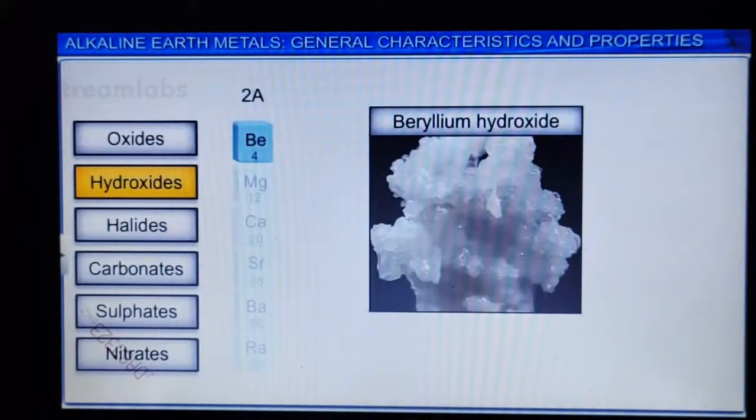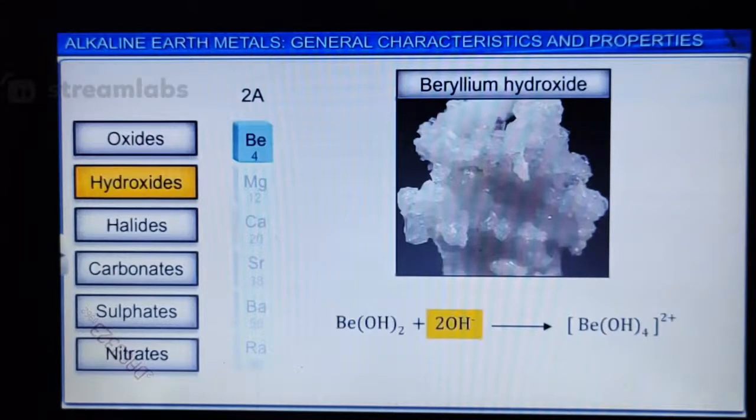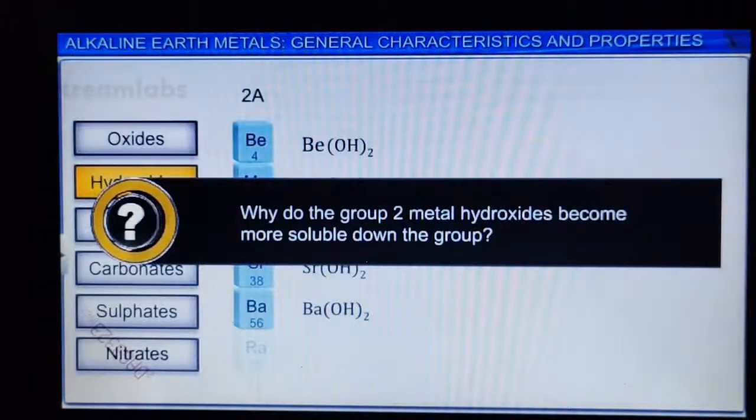If I talk about beryllium hydroxide, it has this amphoteric nature. It's not basic, it's amphoteric. It behaves both as acidic as well as basic. Again, because of its anomalous behavior, its smaller size, its ability to form covalent bonds, it also does not accept electron pairs with hydroxyl ions. Look, so it is acting as both.